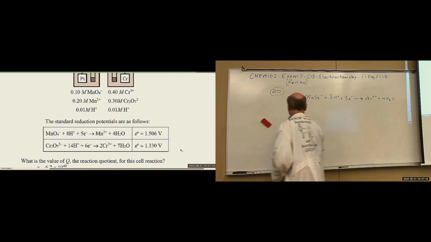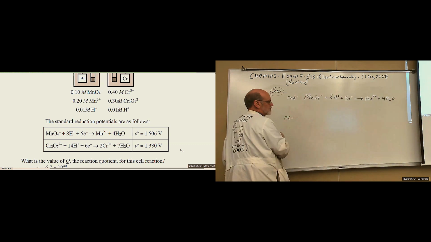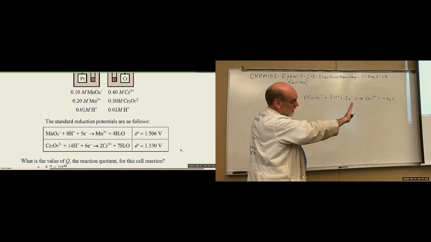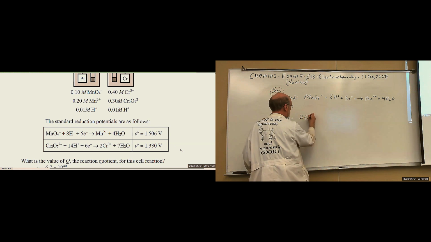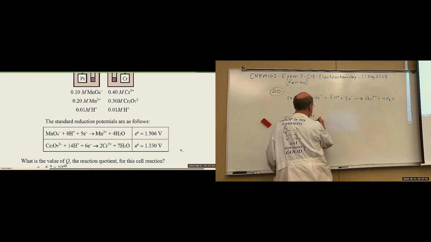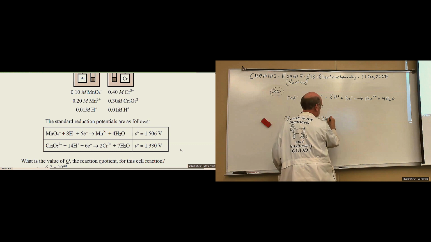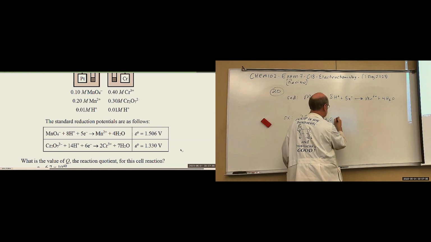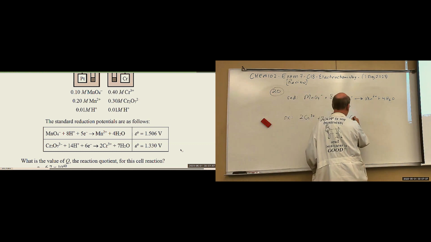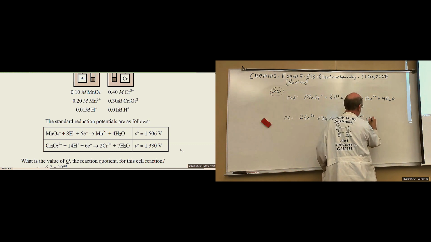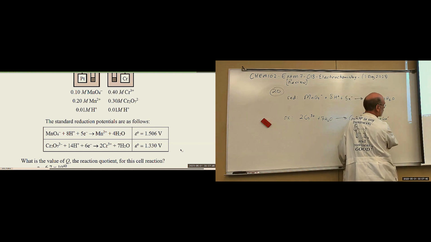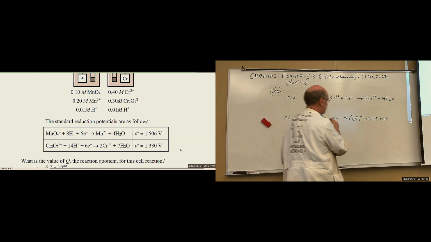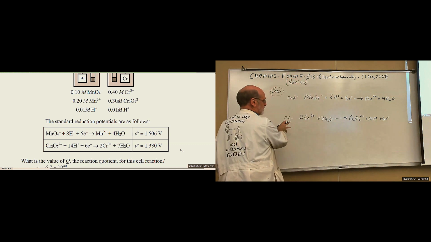Okay. And then the oxidation step is going to be the chromium only flipped. So it's going to be 2 Cr3 plus, plus 7 water. And then it's going to yield 1 Cr2O7 2 minus, 14 hydrogens, 6 electrons. There we go. So that would be the oxidation step.